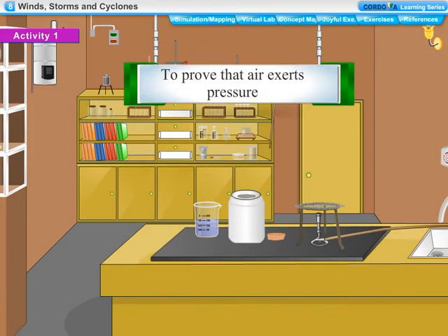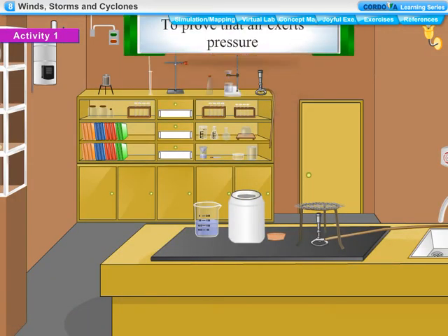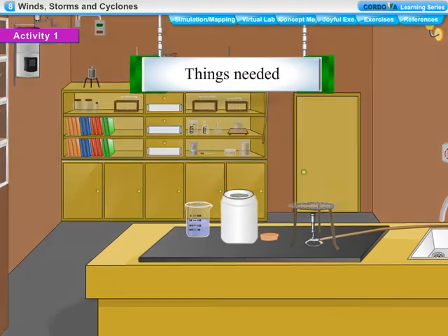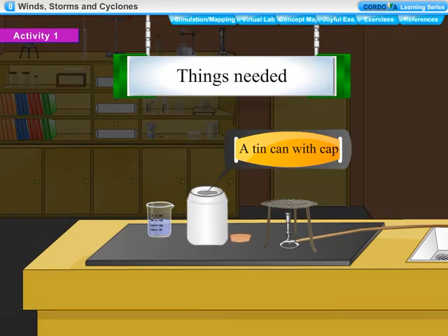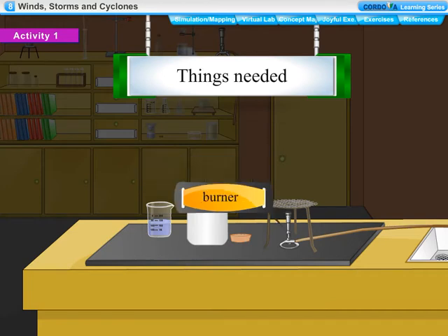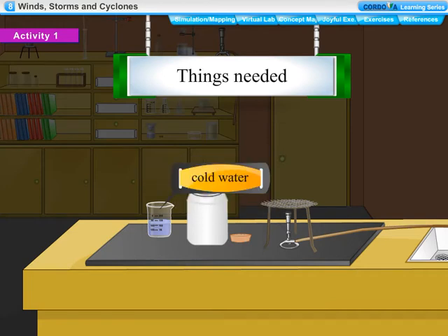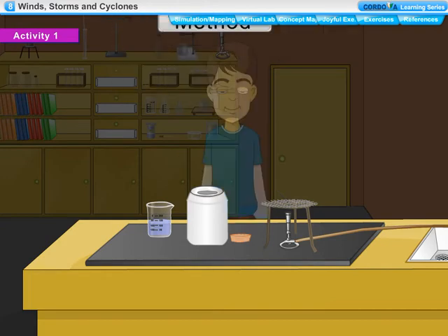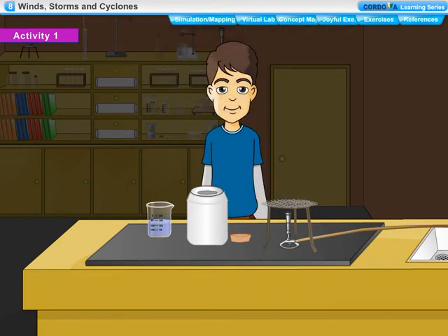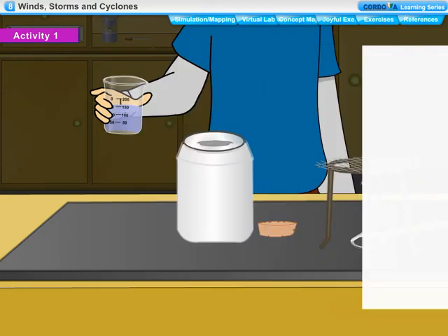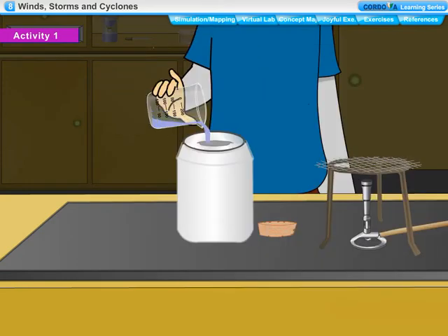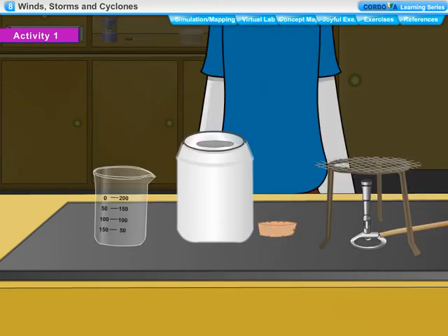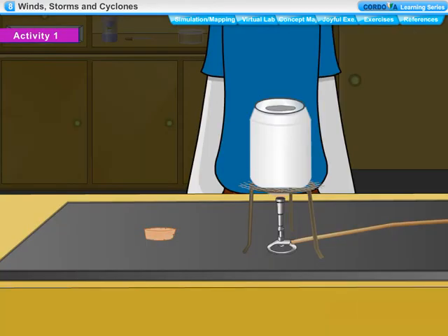Activity 1. To prove that air exerts pressure. Things needed: a tin can with cap, tripod stand, burner, cold water, wire gauze. Method: we pour a mug full of water in a tin can. Heat the water in the can by using a burner. Boil the water. When the steam comes out freely, stop heating and immediately screw the cap on it.